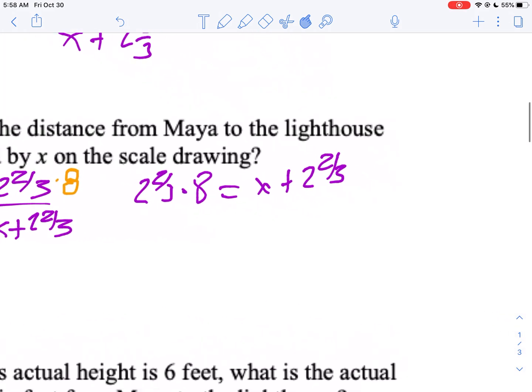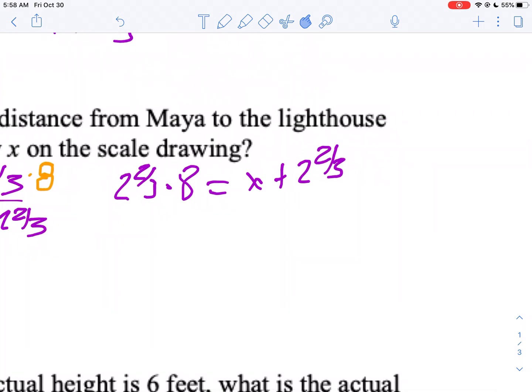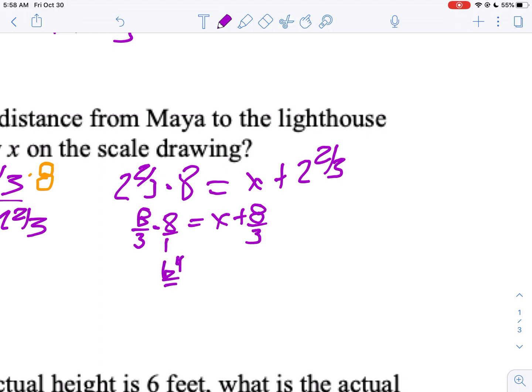Well, let's solve that equation now. Well, 2 2/3, I'm going to write that as a fraction. So that's 8/3, because 3 times 2 is 6 plus 2 is 8. So we have 8/3 times 8 equals X plus 8/3. Well, 8 times 8/3, that's actually 8 over 1, so you get 64 over 3 equals X plus 8/3.